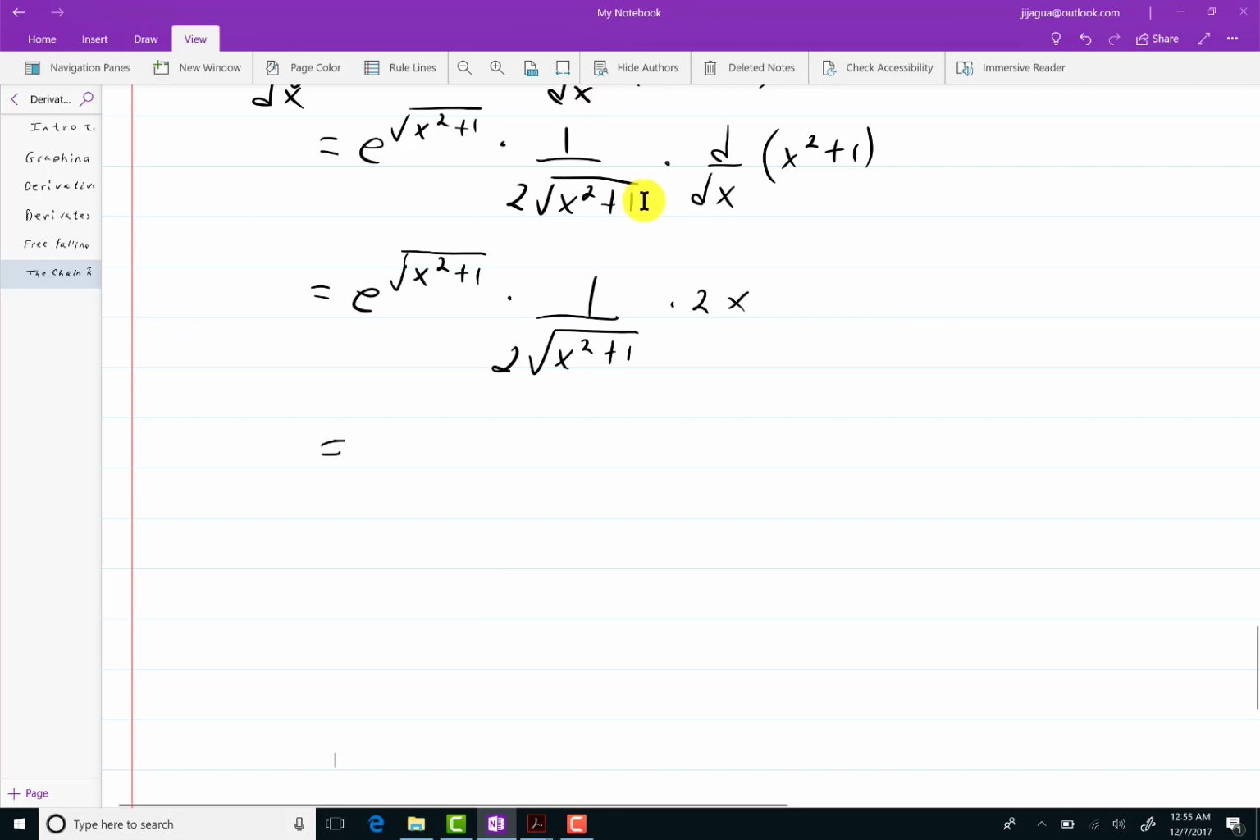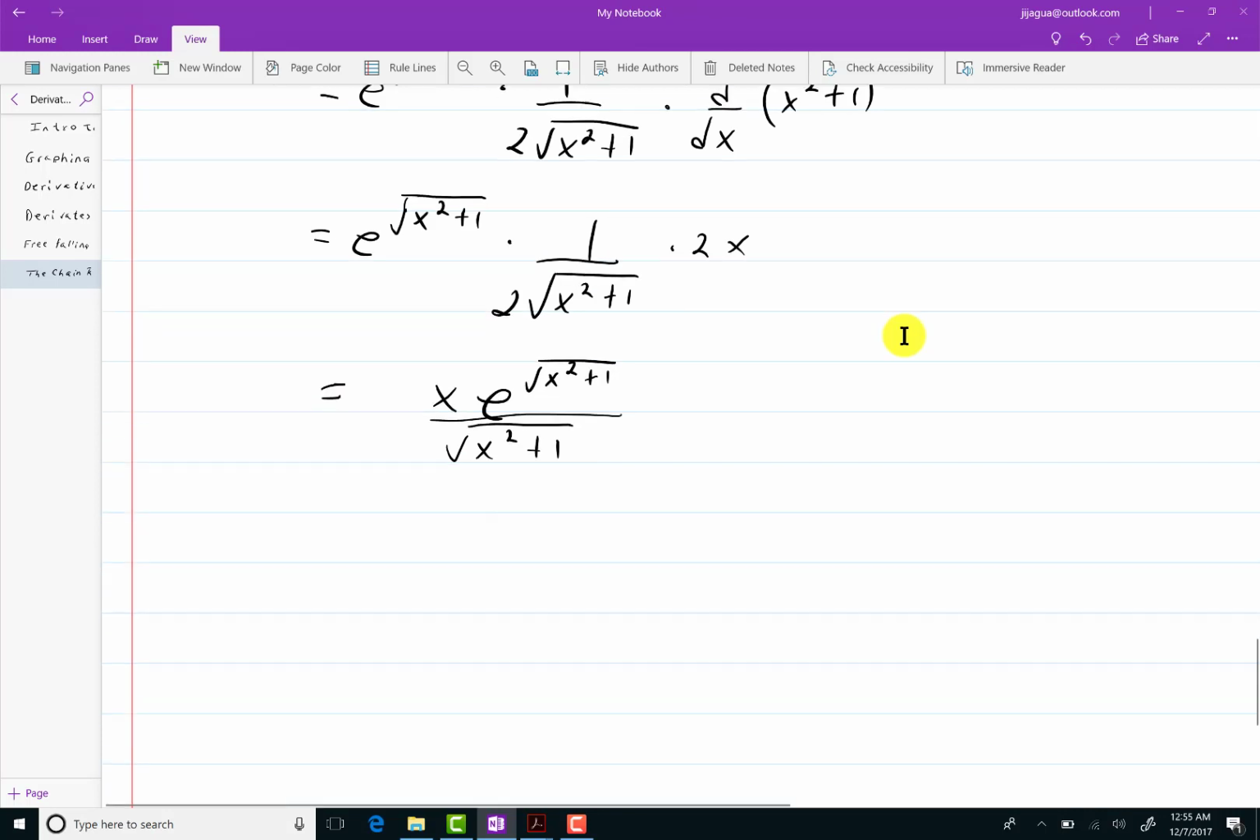You can see I can take these 2's out of here and out of here, and I'll have an x and an e to that stuff in the numerator. So I'd probably write it this way: x times e to the square root of x squared plus 1, divided by the square root of x squared plus 1. In a way, you can see how a lot of things are related to each other that way.